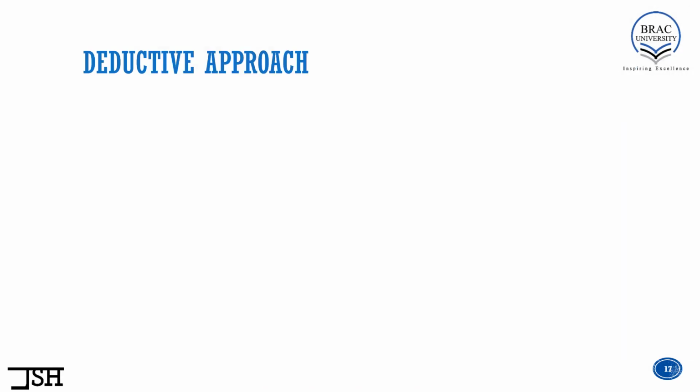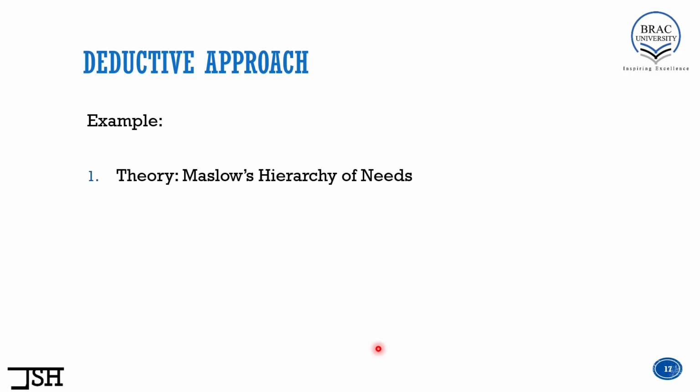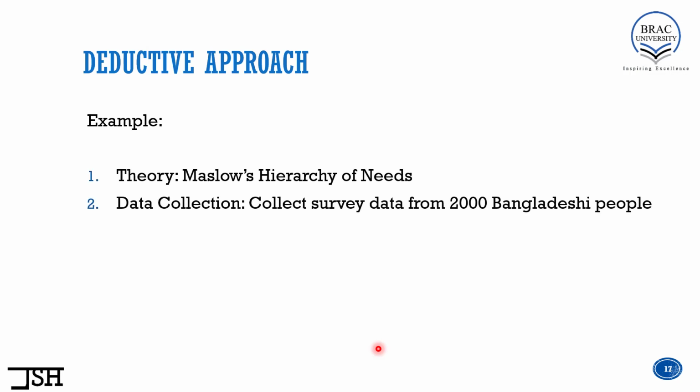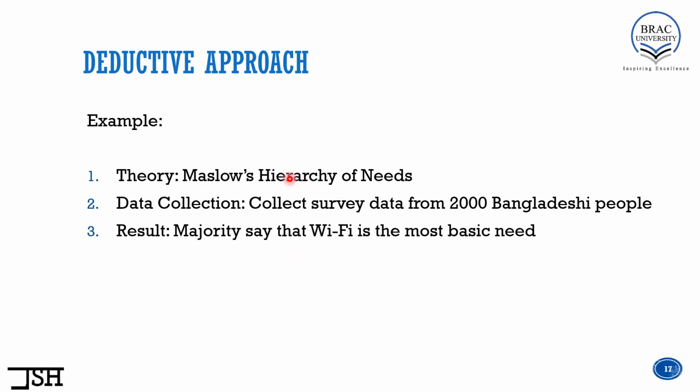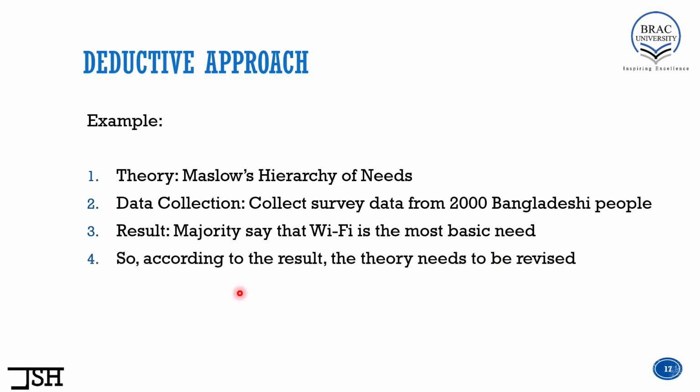Now let's go back. So here we started with the theory, we collected data, and the result says that the majority wants Wi-Fi as the most basic need for them. Now based on this result, what am I going to do next? According to this result, Maslow's hierarchy of needs requires a revision. So finally, we revise the theory. So this is also another example of deductive approach.